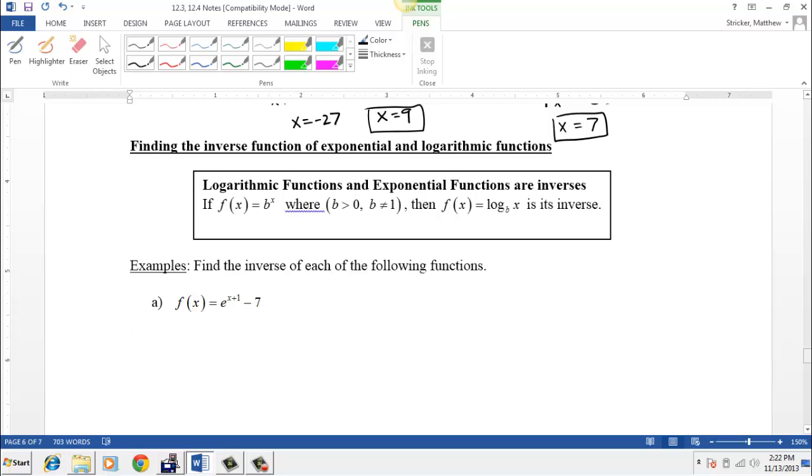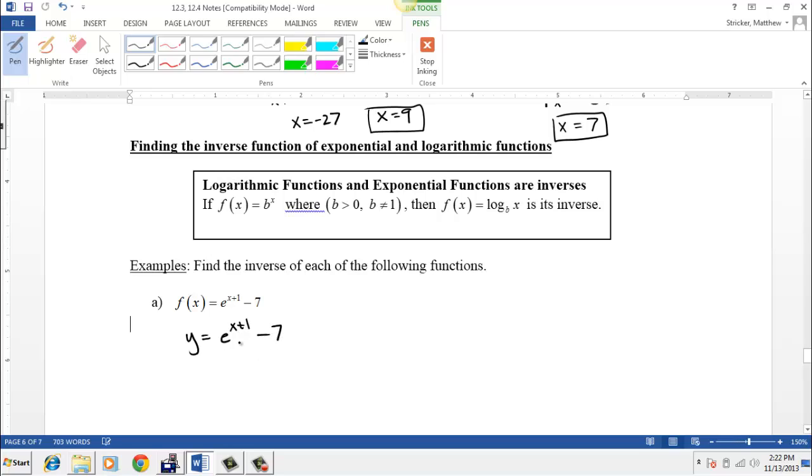Okay, so the last thing we're going to do here is talk about how to find inverse functions. We've done this before, and we know that logarithmic and exponential functions are inverses of each other. Let's see an example of how this works using the steps that we learned in the last chapter. Remember, our first step is to let f of x equal y. So we have y equals e to the x plus 1 minus 7.